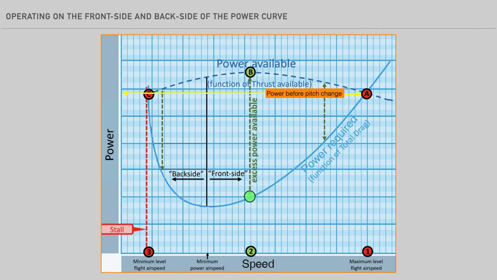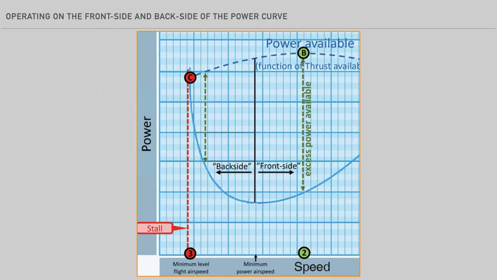Now as the airplane slows, the total drag, which is mostly parasitic, decreases. As a result, there is less power required at this new flight condition, resulting in excess power being available. This excess power can be used to continue a constant airspeed climb or a level turn while maintaining a constant airspeed at an increased load factor.